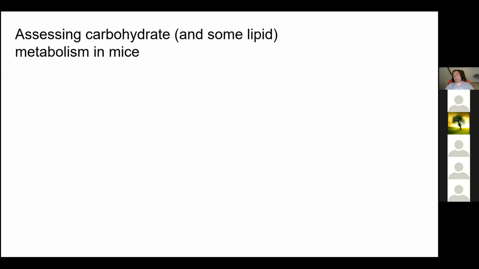Okay, hi everyone. So welcome to lecture 5 in this series. Today we're moving properly into the assessment of peripheral insulin sensitivity and insulin sensitivity readouts in general. We're no longer focusing on the causes of obesity at all. We're going to look at the consequences of it, and in particular, how obesity and obesity-induced insulin resistance can be assessed in mice.